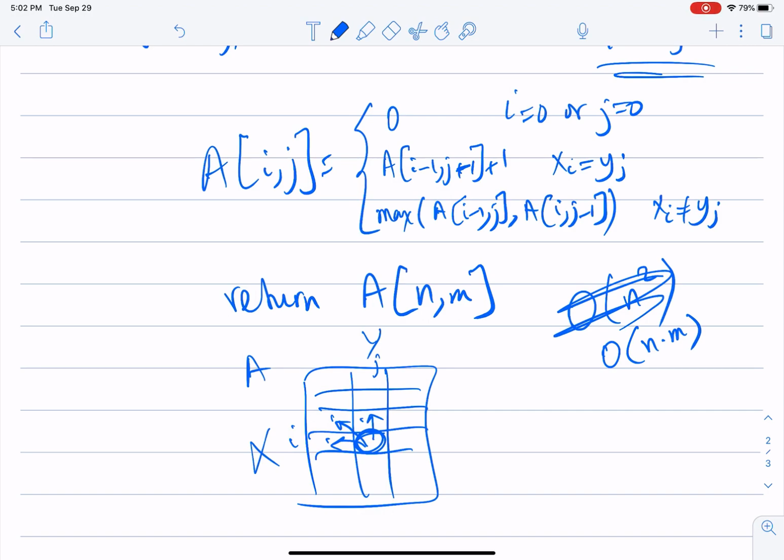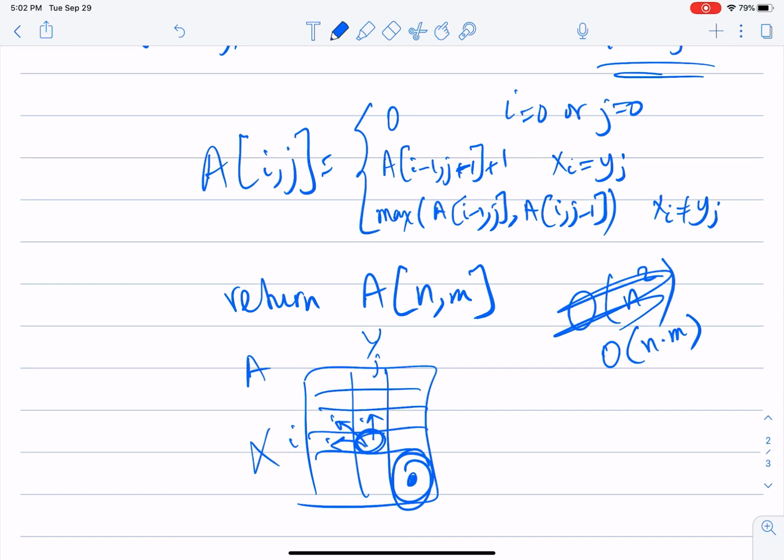Again, here we are dealing with two sequences or two strings at the same time. This is why we need to be looking at the two strings simultaneously, okay? And this algorithm is O of n times m, and the solution is here. This is the value. This is the length of the longest common subsequence.